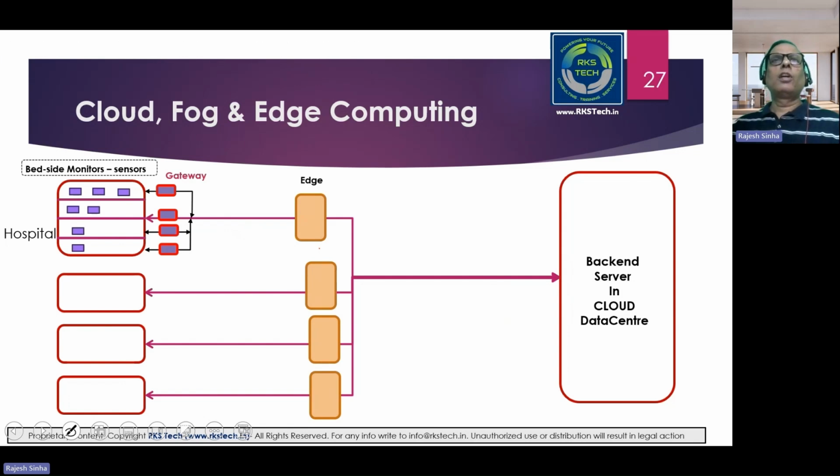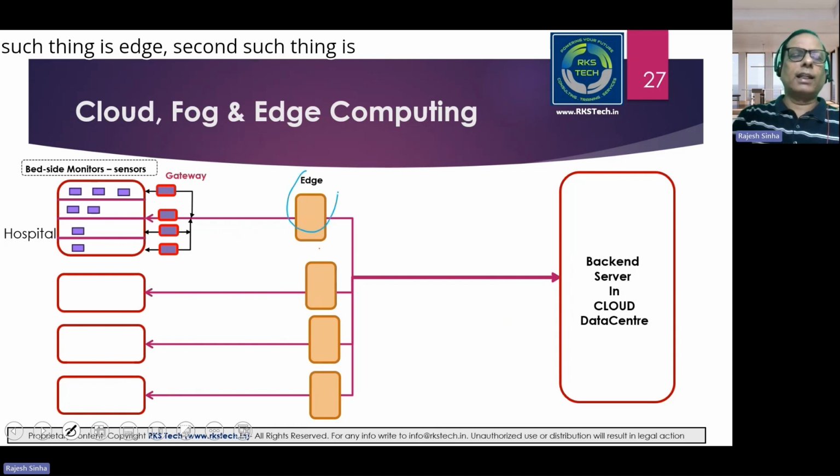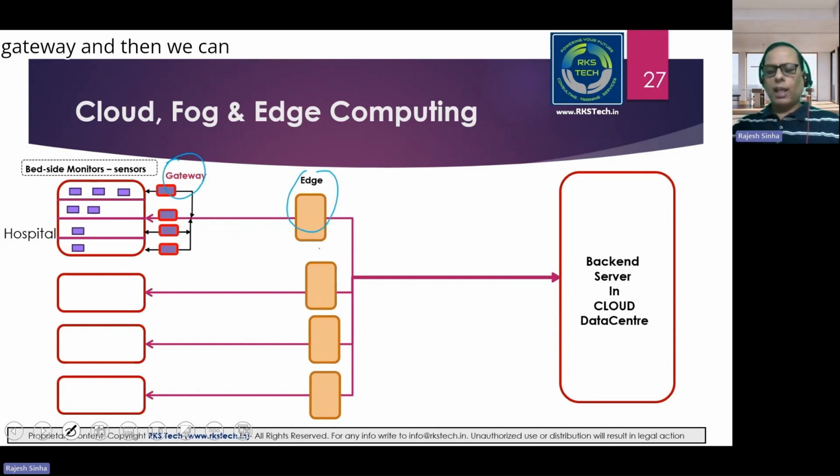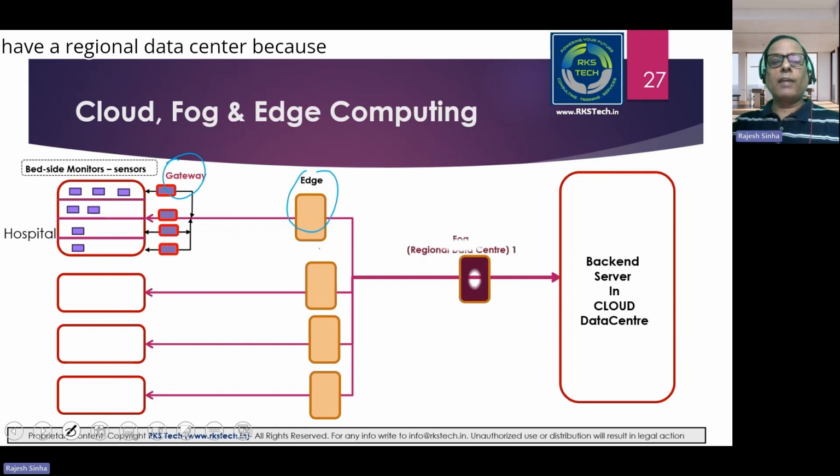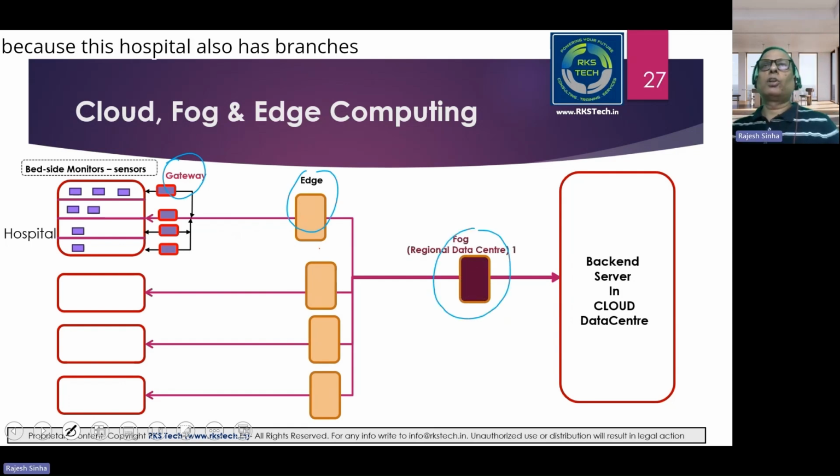Similarly here, when you have so much data, a large volume of data, if you try to push everything to the central data center, then there can be latency issues, there can be performance issues, and the central data center can get overloaded. In order to optimize that, we can put multiple layers of processing. One such thing is edge, second is gateway, and then we can have a regional data center because this hospital also has branches in other cities.